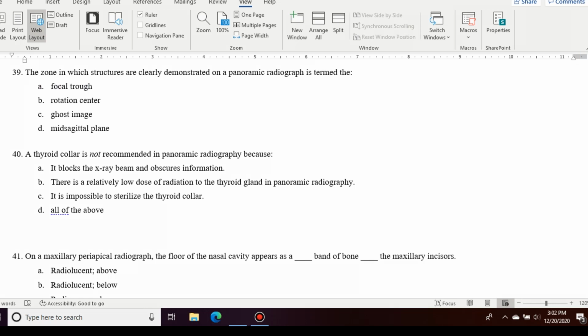Number 40. A thyroid collar is not recommended in panoramic radiography because A. It blocks the X-ray beam and obscures information. B. There's a relatively low dose of radiation to the thyroid gland in panoramic radiography. C. It's impossible to sterilize the thyroid collar. Or D. All of the above. The correct answer is A. It blocks the X-ray beam and obscures information.